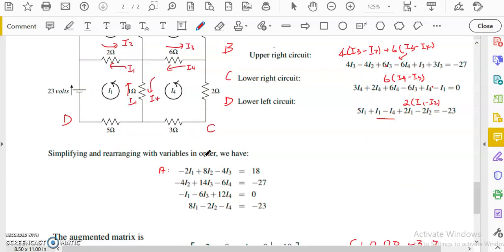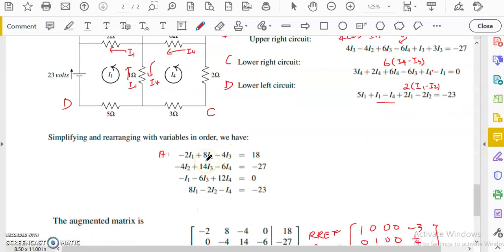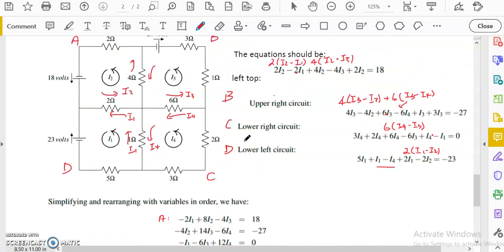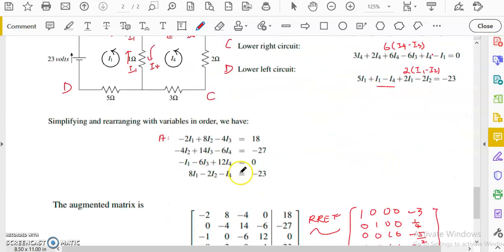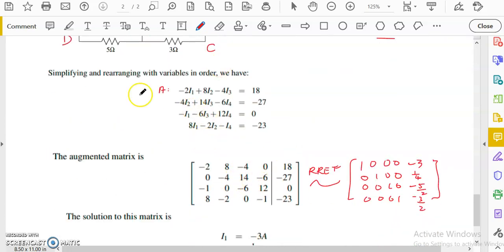So that's the idea of solving this kind of equation. The most difficult job is to set up the equations and then simplify them. After that, you just use the calculator to do the rest.